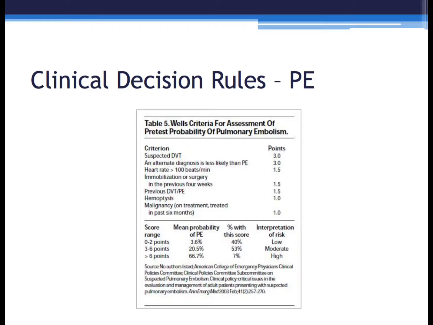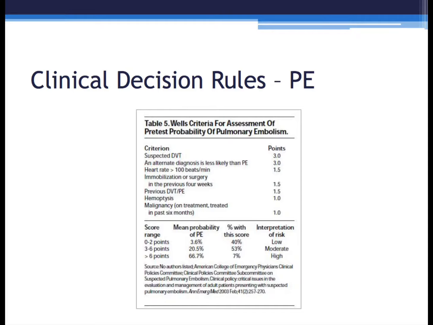At the score range, just jumping to the bottom real quick, if you have 0 to 2 points, it's a low risk of a PE, which is a mean probability of 3.6%. 3 to 6 points gets you a 20% probability, which is moderate, and over 6 is high, 66%. So she's already got 3 points, so she's already in a moderate risk.